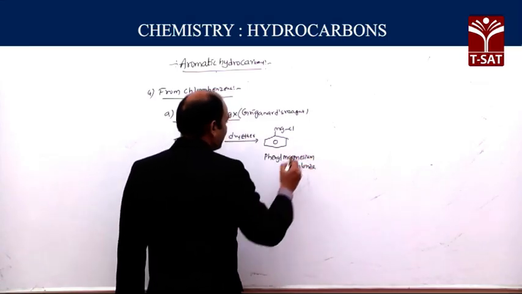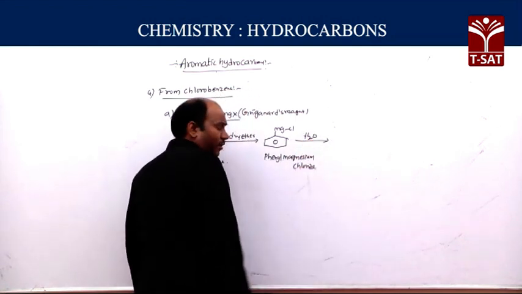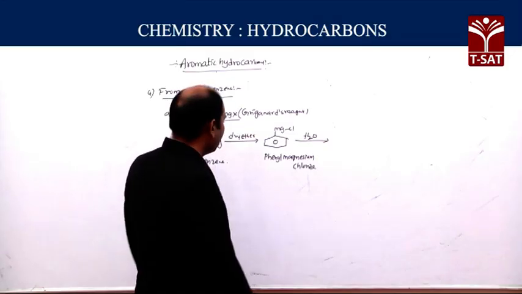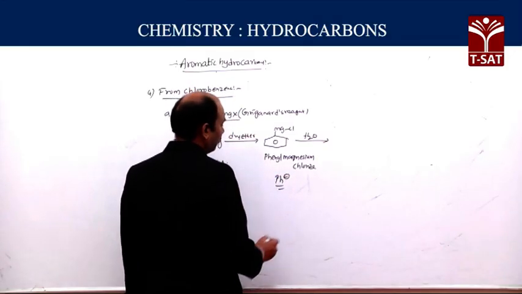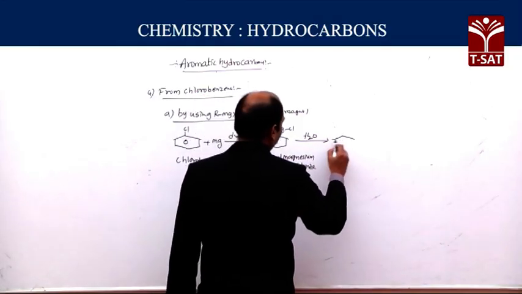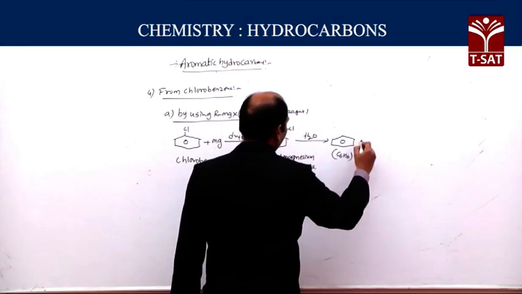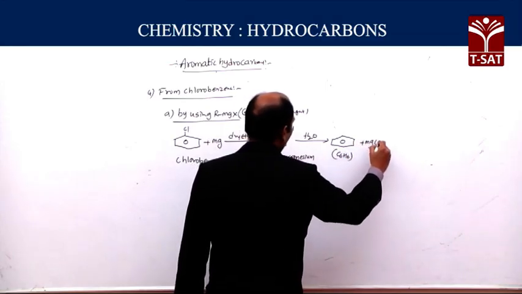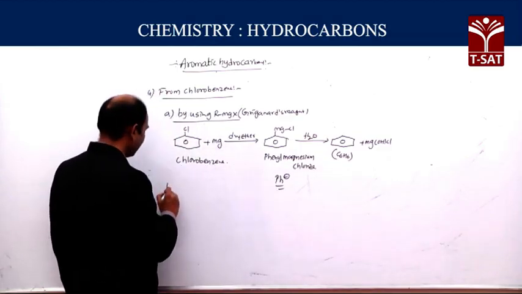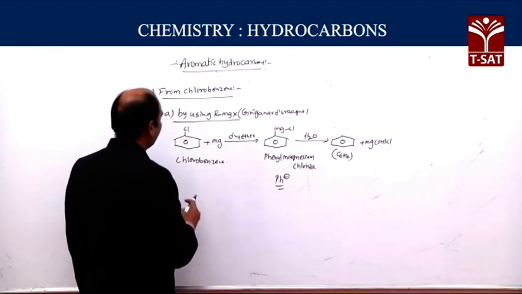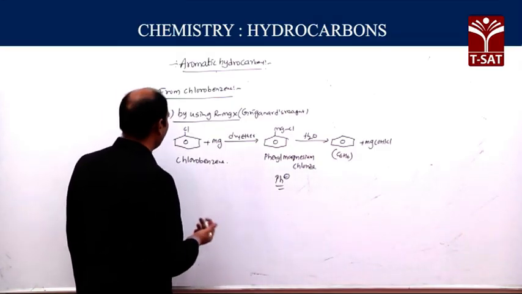When this phenyl magnesium chloride is treated with water or any acidic compound, such as ethyl alcohol, the C6H5 minus is a strong base and a strong nucleophile, and it abstracts H plus. So we get benzene, C6H6, and the byproduct is MgOHCl.